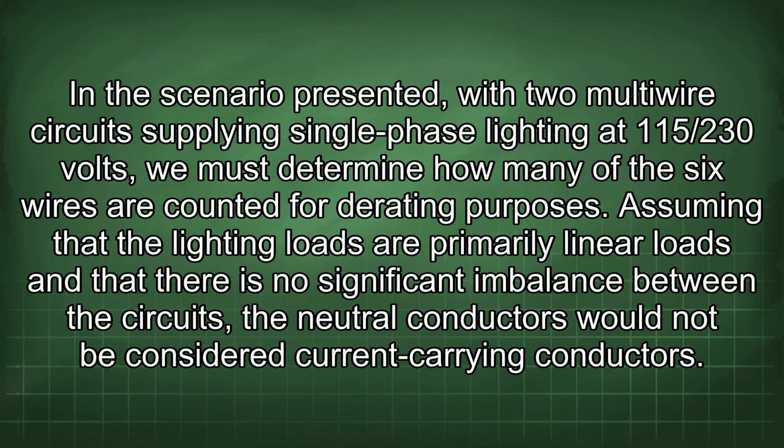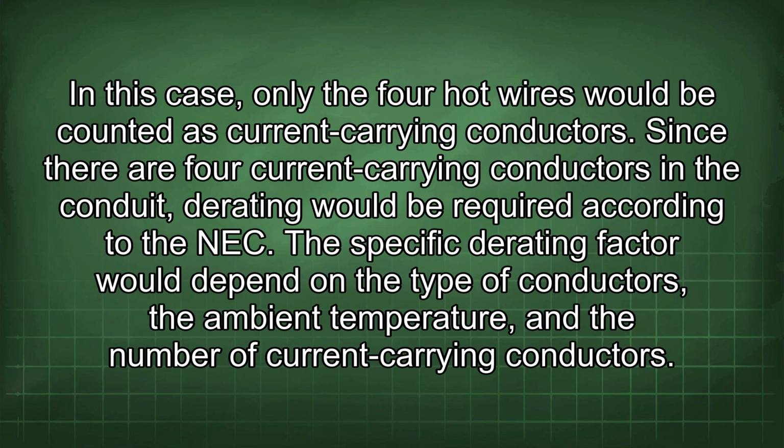In the scenario presented, with 2 multiwire circuits supplying single-phase lighting at 115/230 volts, we must determine how many of the 6 wires are counted for derating purposes. Assuming that the lighting loads are primarily linear loads and that there is no significant imbalance between the circuits, the neutral conductors would not be considered current-carrying conductors. In this case, only the 4 hot wires would be counted as current-carrying conductors. Since there are 4 current-carrying conductors in the conduit, derating would be required according to the NEC.